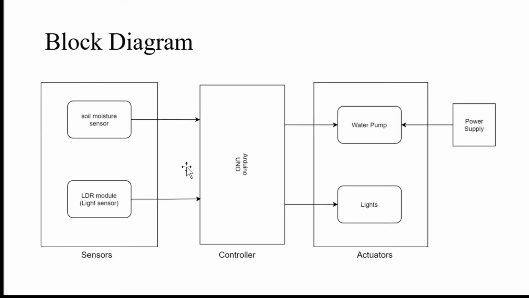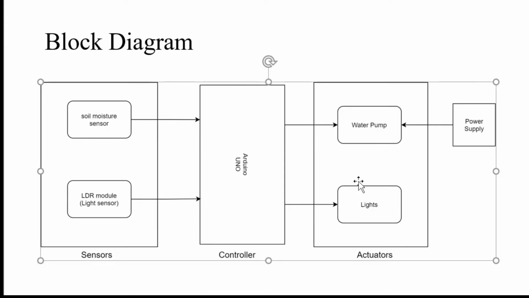Here's a complete block diagram of our project. It consists of sensors, a controller, and some actuators. For sensors, we're using the soil moisture sensor, and for light intensity measurement, we're using an LDR module. If soil moisture level is low, the water pump will be turned on, otherwise it will remain off. Similarly, for the LDR module, if light intensity is low, the LEDs will turn themselves on, otherwise they'll remain off.